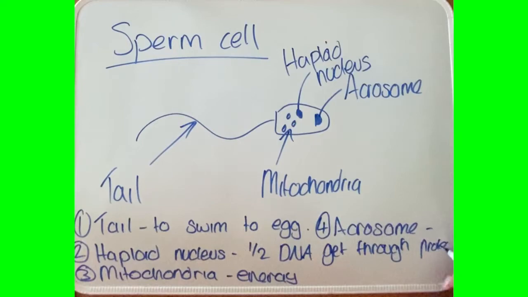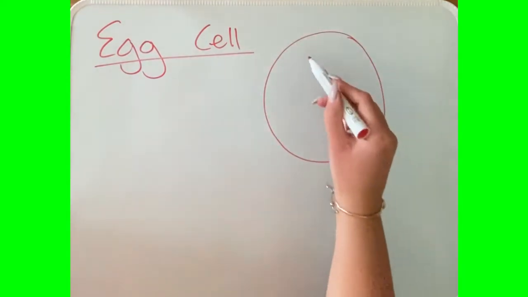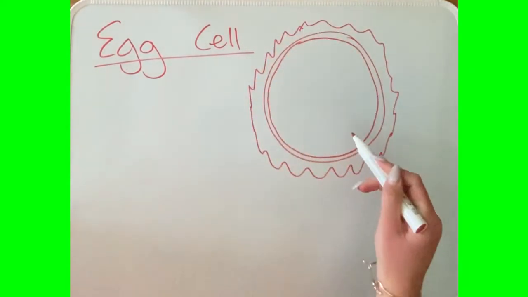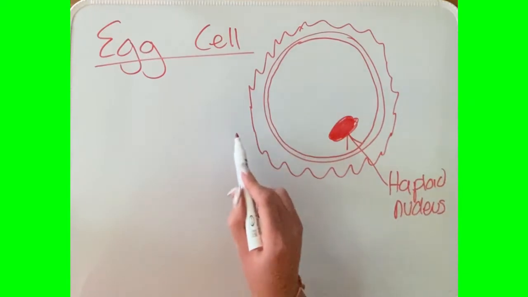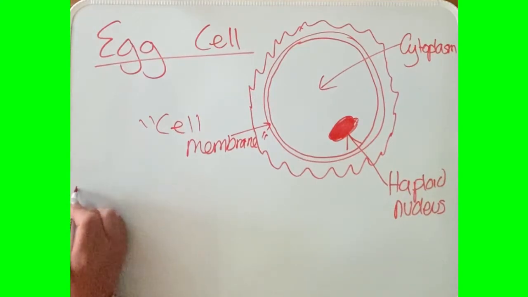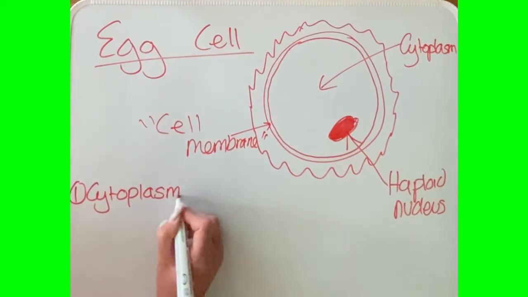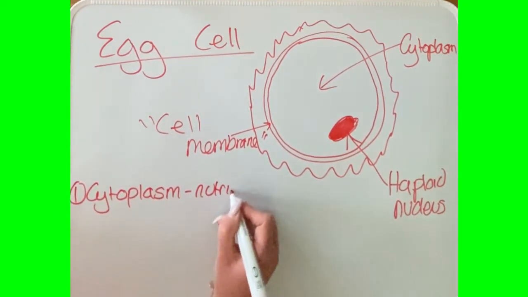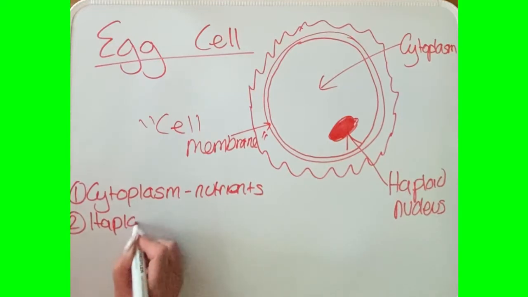The sperm cells are found in the testes, and to summarise, its job is to carry genetic information and fertilise the egg cell. So moving on to what our egg cell would look like. Our egg cell is circular in structure and it looks a little bit like this. It has 3 organelles or features that you need to know about for your exam. The first organelle is the cytoplasm. Now the egg cell cytoplasm contains all of the necessary nutrients for an embryo. That's after fertilisation. It also has a haploid nucleus, which is exactly the same as our sperm cell.